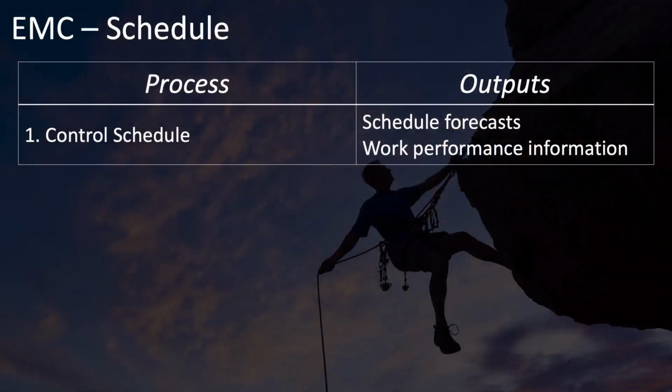The main or primary outputs of the control schedule process are schedule forecasts and work performance information. As with most other processes, there are some secondary outputs as well, but for now, just hold on to these two.